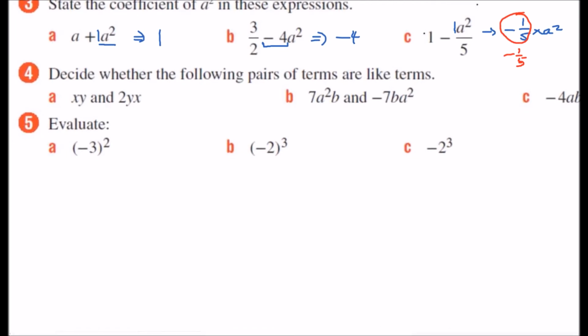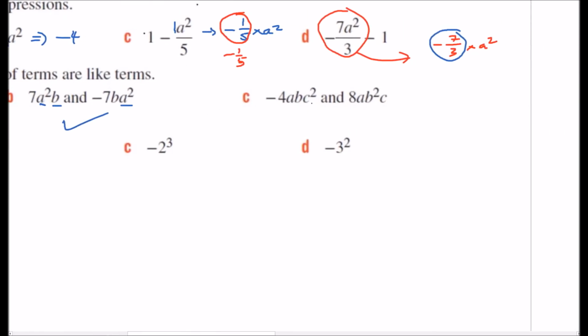Remember, a like term is basically where both or all the letters in those terms are exactly the same. So xy and 2xy are definitely like terms. If you were to evaluate it, it doesn't say plus or minus, so let's leave it at that. Xy and 2xy are like terms. 7a squared and negative 7ab. Making sure again that the letters and the indices are exactly the same. So a has to have a squared, which it does, and b is just to the power of 1. So yep, these guys are like terms.